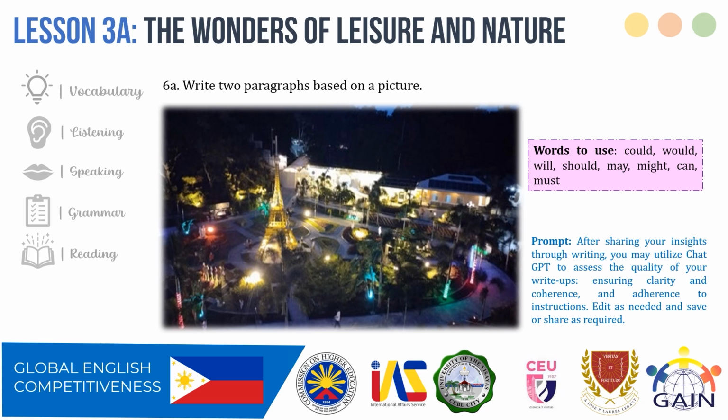And we're down to the final activity for this lesson. Write 2 paragraphs based on the picture on your screen. You are given a set of words that you must incorporate or use in your sentence. Your sentence will be evaluated based on grammar and how relevant it is to the picture. After writing, you may utilize ChatGPT to assess the quality of your write-ups, ensuring clarity and coherence and adherence to instructions. Edit as needed and save or share as required. You may now pause the video and work on this activity.